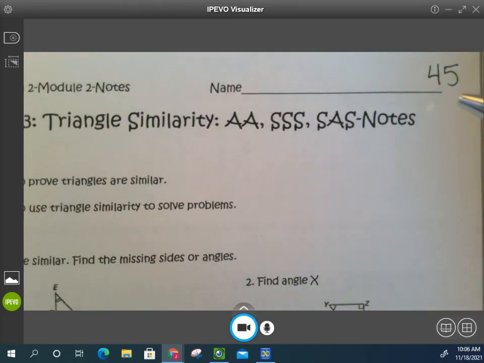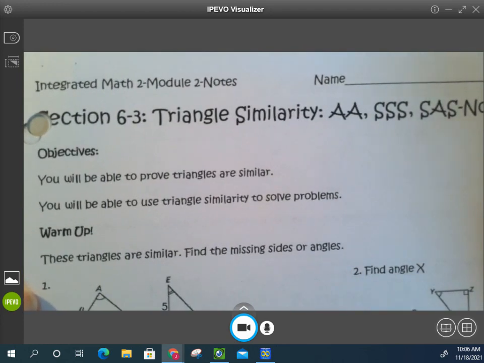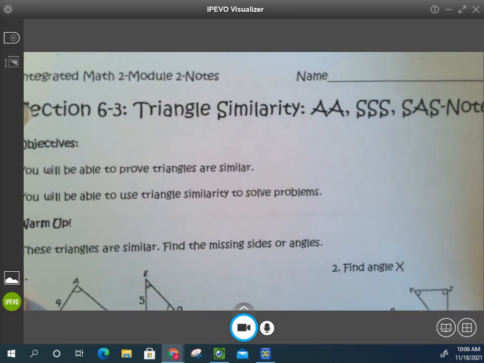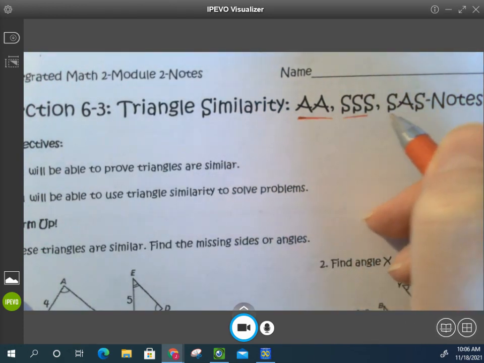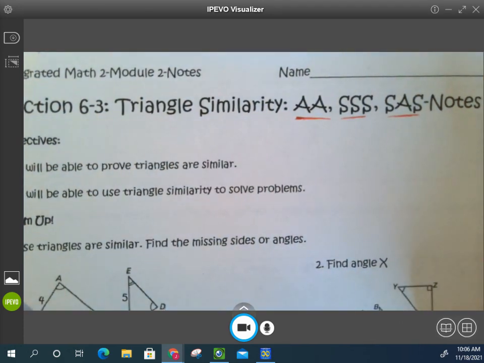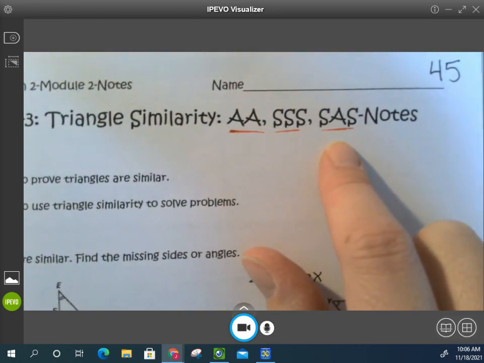All right, we are working on page 45 in our note packet, and it is a lesson on triangle similarity. So we are focusing on these three similarities: angle, angle, side, side, side, and side, angle, side. This might look a little confusing because we also did congruent triangles, and side, side, side and side, angle, side were part of being congruent triangles.